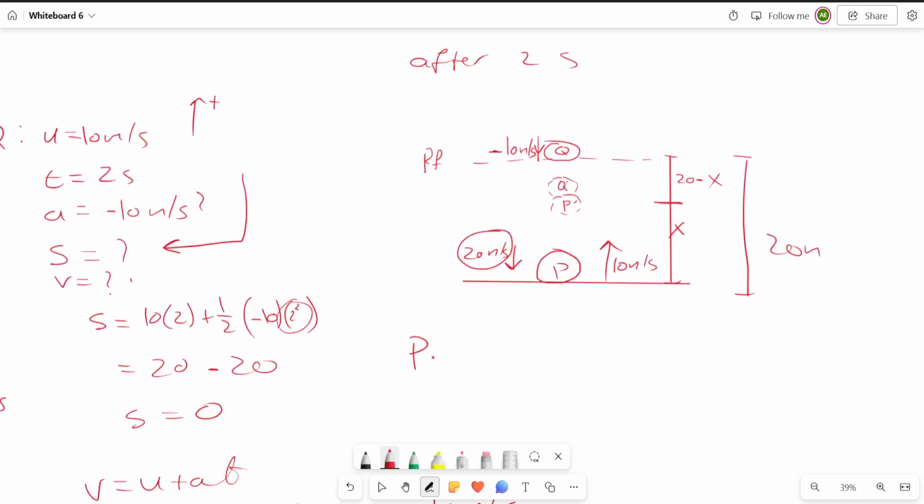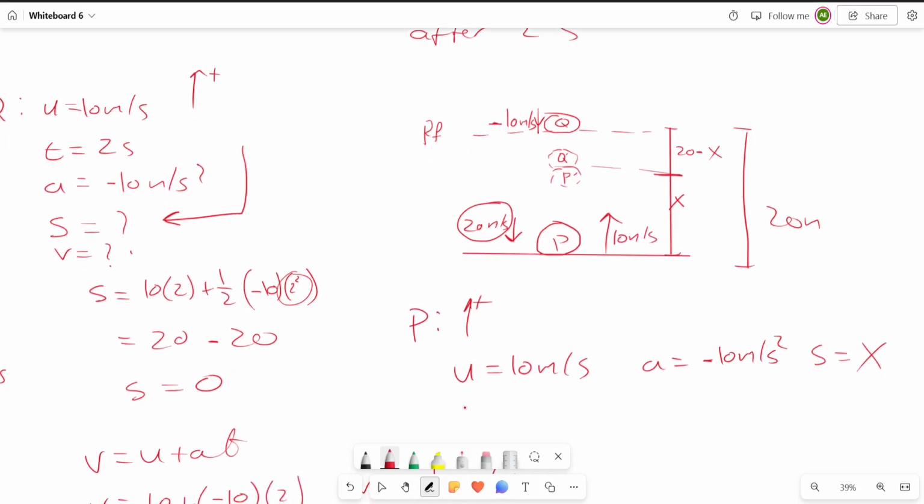So let's say for P, what's happening for P? Let's take upward as positive for P. I have U equals 10 meters per second upwards. I have acceleration equals negative 10 meters per second squared. I have my displacement, which is basically x. I want to see when it reaches x, and what's going to be important for me as well is the time, because the time for this P to reach here is going to be the same as the time for Q to reach here, because they're colliding. Colliding means they are at the same position at the same time.